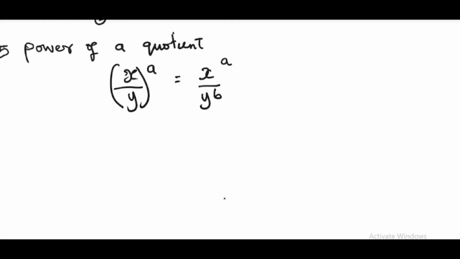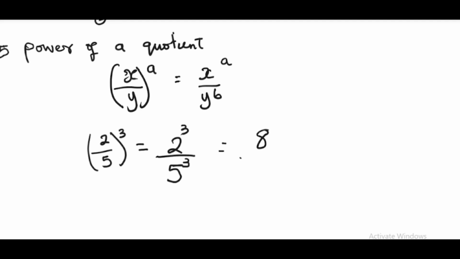You see? So if I have 2 over 5, all raised to the power of 3, for instance, what would this mean? Will it mean 2 raised to the power of 3 over 5? No, it will mean 2 raised to the power of 3 over 5 raised to the power of 3. And 2 raised to the power of 3, we already know that it is 8. That is 2 in 3 places. While 5 raised to the power of 3 is 5 in 3 places, which is 125. I believe this is clear.